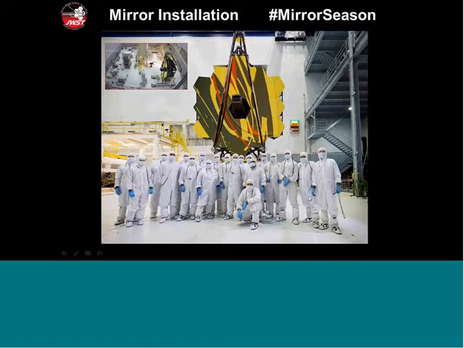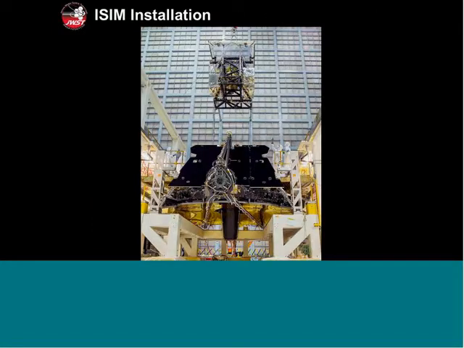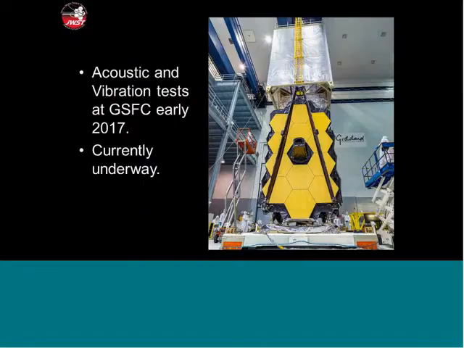It looks a little different now because we've added a lot of our blanketing, and the instrument module has actually been installed in the back. And this picture shows when we dumped our telescope face down and lowered the entire instrument suite into the back of the telescope. So, very successful, and the instruments have been integrated.